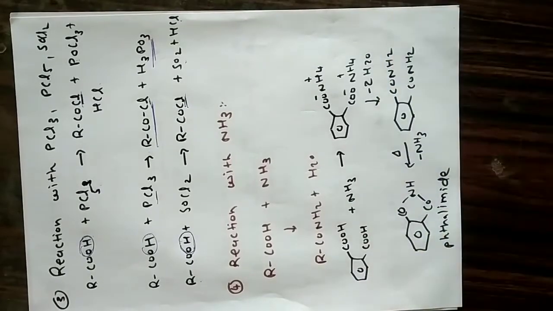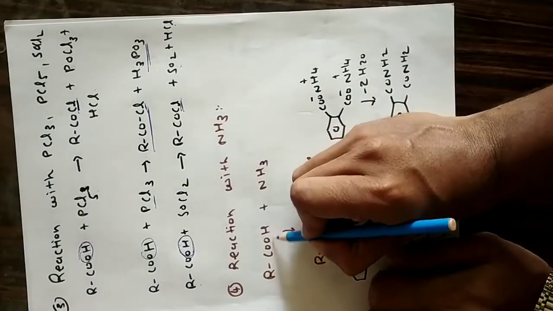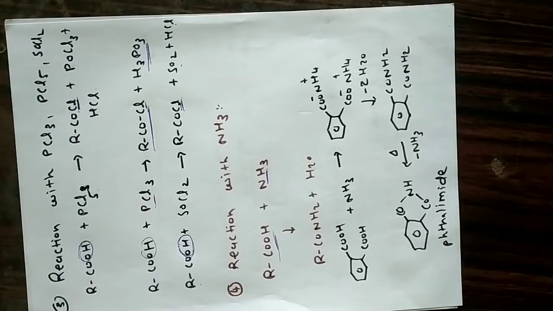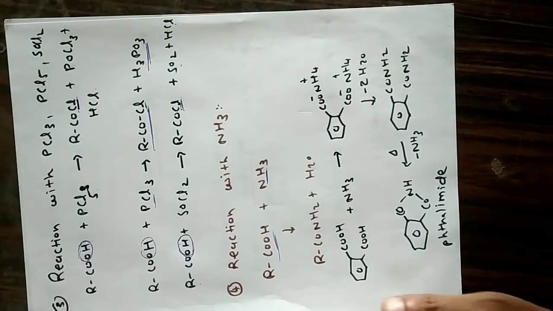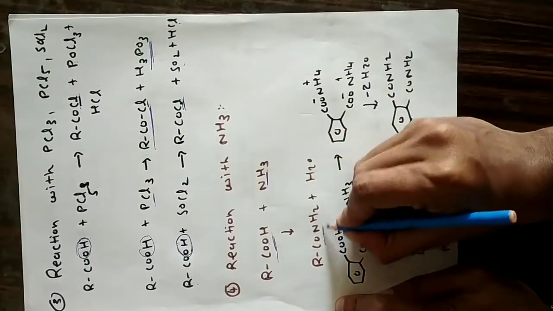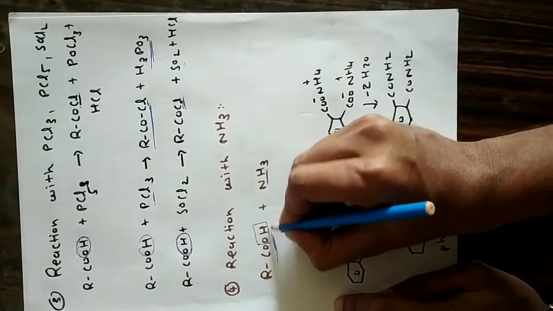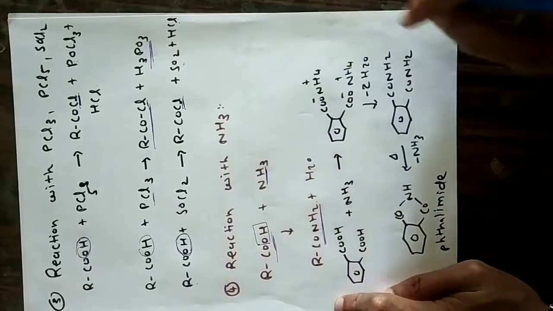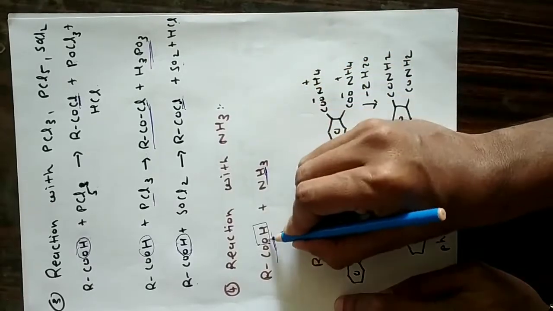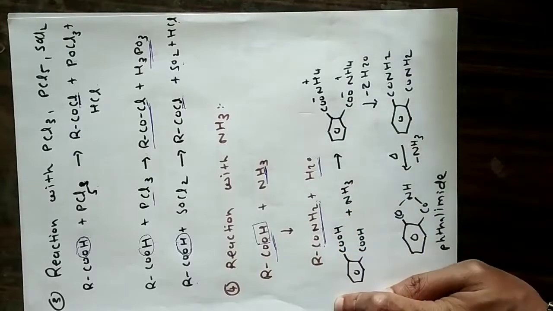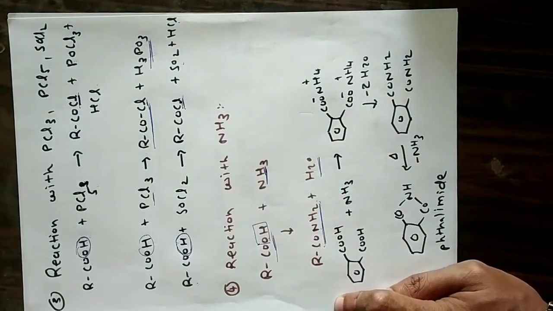Next one is reaction with ammonia, NH3. So you can see, ammonia is a base here. This one is acid. So it will make water and salt. So as salt, we'll get here amide, CONH2, OH from here and H from amine. That will be lost here as H2O and form CONH2, the amide group.